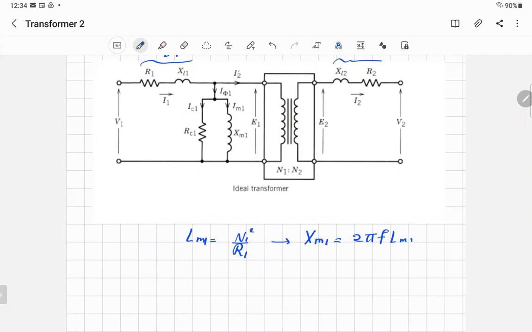Power loss is related to resistance. Magnetic field, that's inductance or inductive reactance. Electric field, that will be a capacitor. Well, I'm not dealing with a capacitor here.